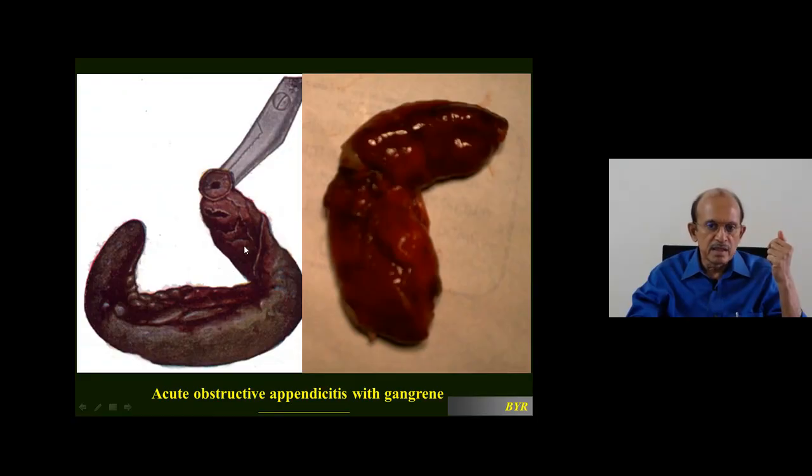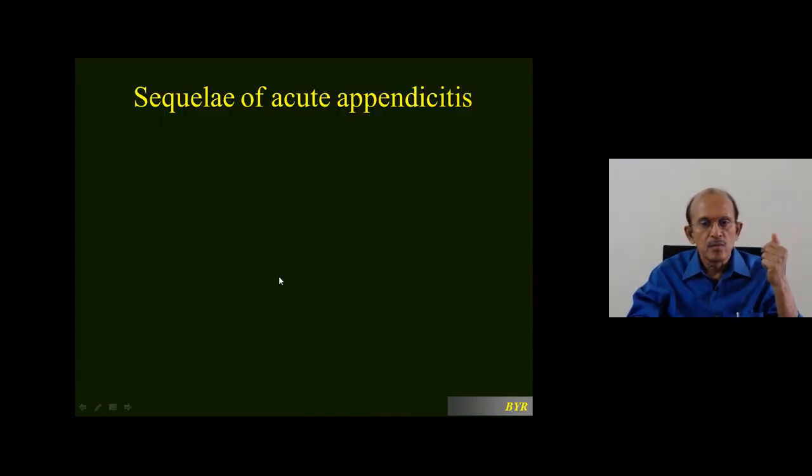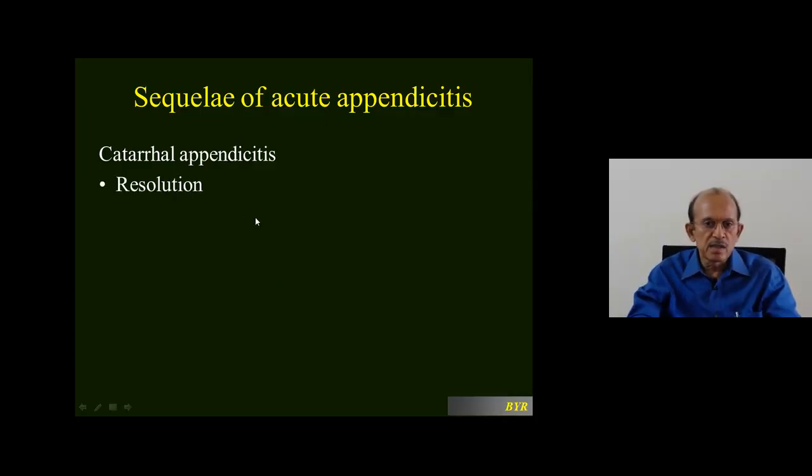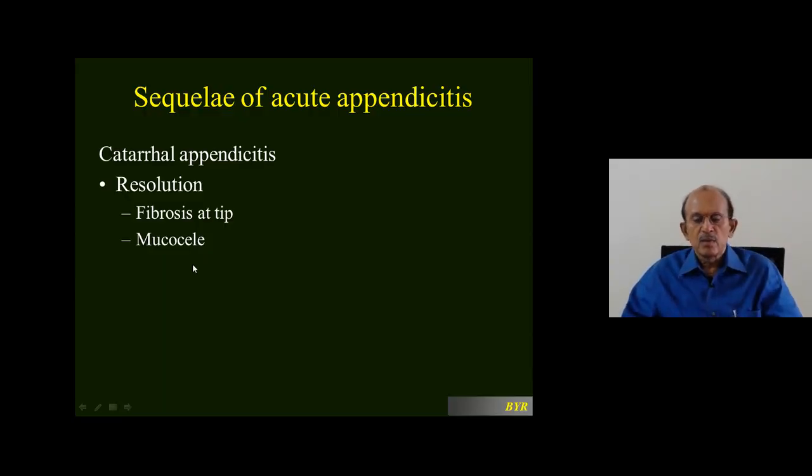You can see here, this is a case of obstructive appendicitis where the whole thing has become gangrenous. This is also the same thing. Catarrhal appendicitis can undergo resolution with fibrosis at the tip. Sometimes it can result in mucocele. We already studied mucocele in relation to the gallbladder. What is the mucocele of the gallbladder?